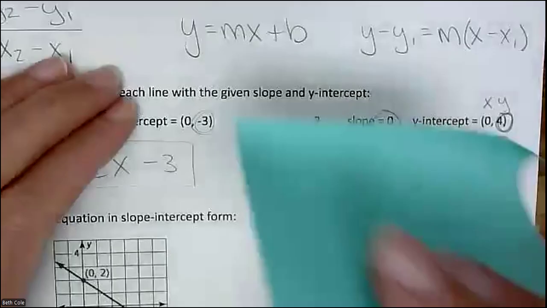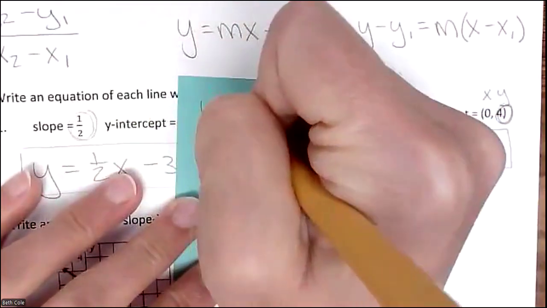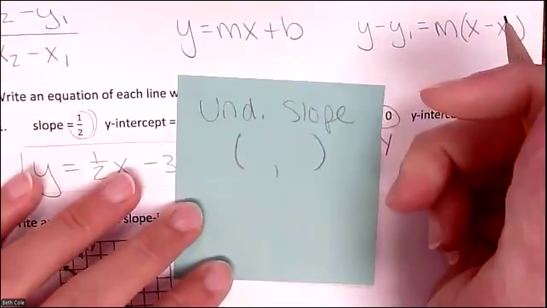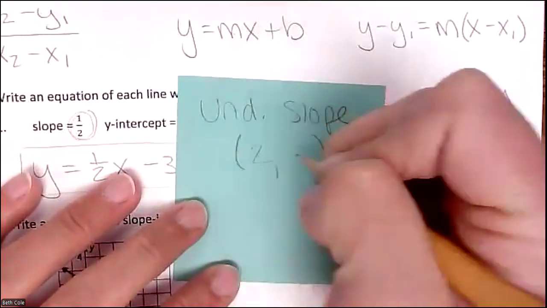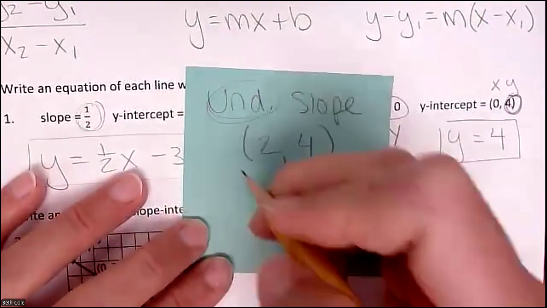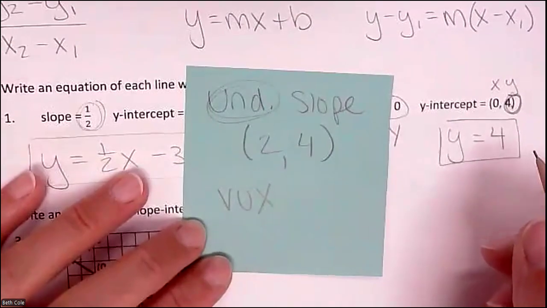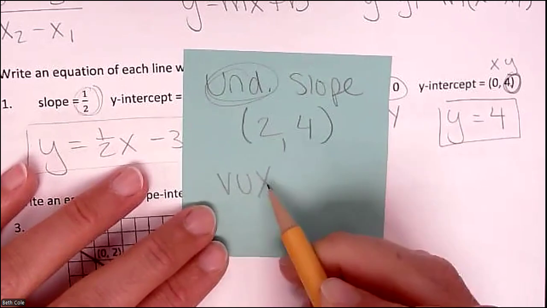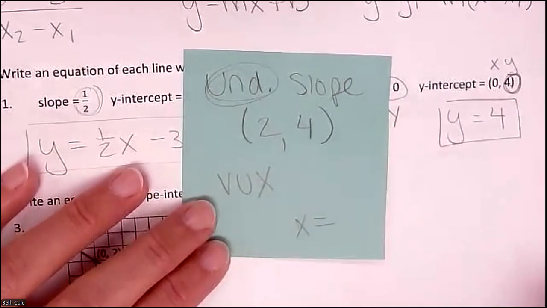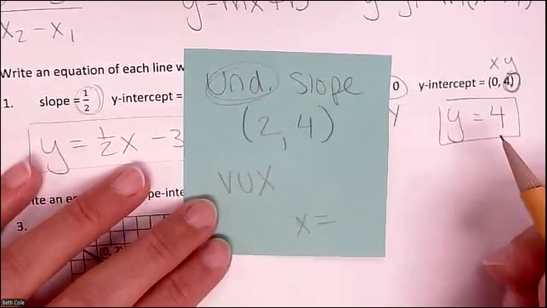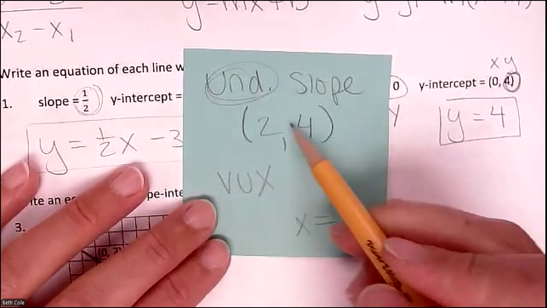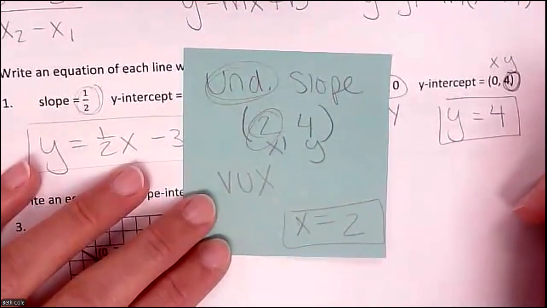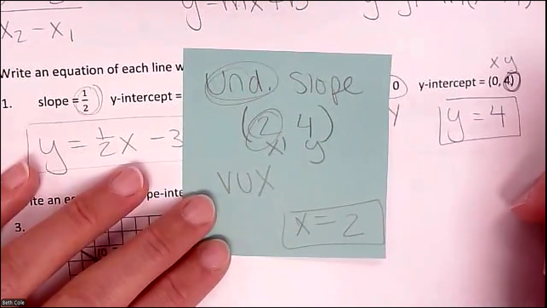So I'm going to make up another one. Can you look up here? Let's say we wanted undefined slope through, give me single digit numbers. I'll just make something up. 2, 4. Undefined is the VUX part of that acronym I gave you. What does V stand for? Yep, vertical, undefined, and it's x equals. So it's going to be x equals what number do you think? Why is it the 2? That's the x part of the point. Did that clear that up, guys?